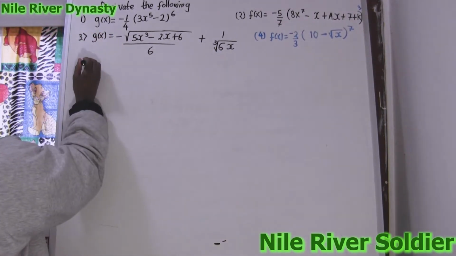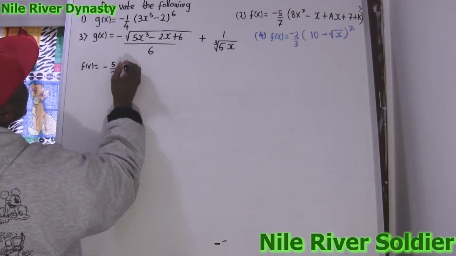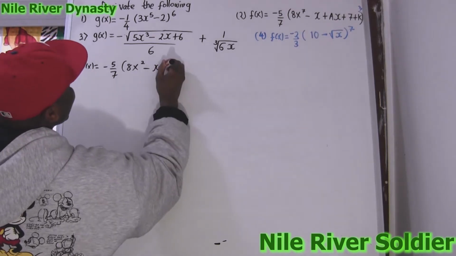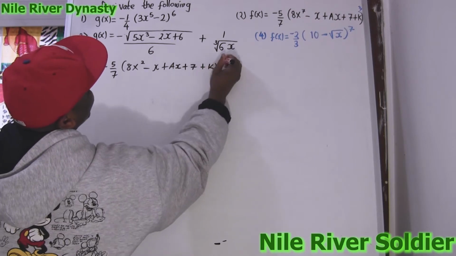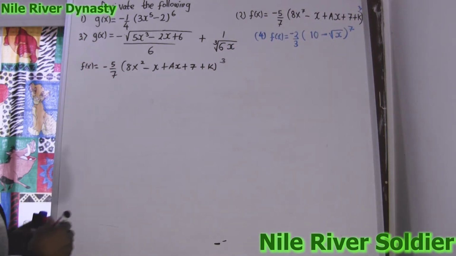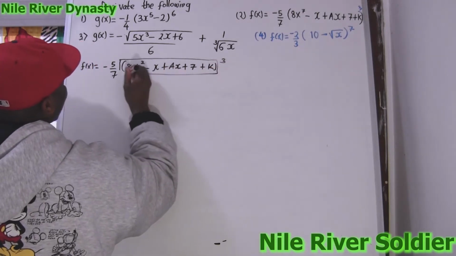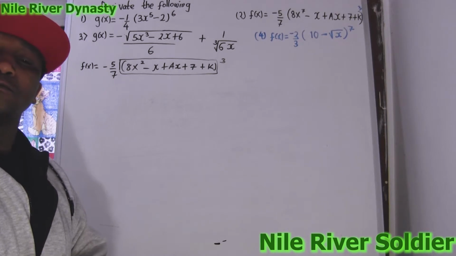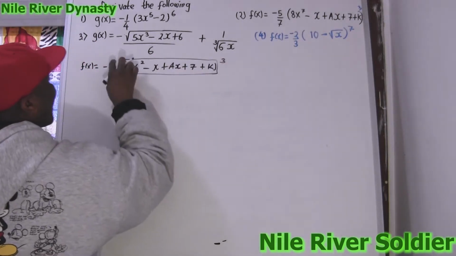So I'm going to say my g of x, f of x, right? f(x) equal to -5 over 7, and then we have 8x squared, and then minus x, and then plus ax, and then plus 7 plus k, and then power 3. So what I want to do, everything in the bracket, I'll treat it as one thing. It's like x. Now we take this power, multiply by whatever is at the back.